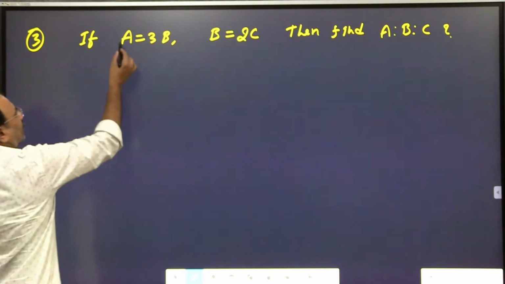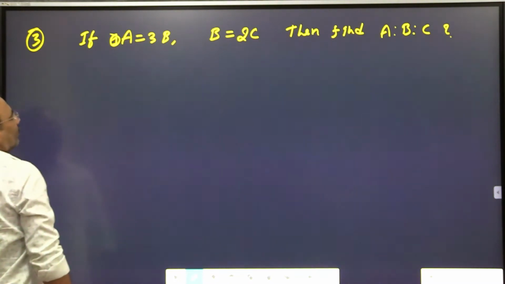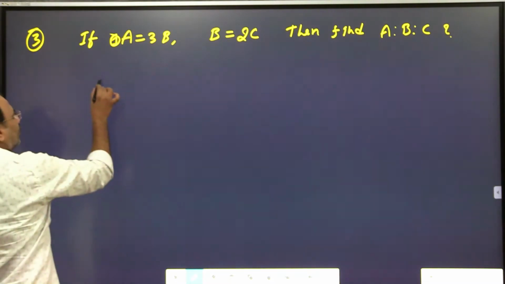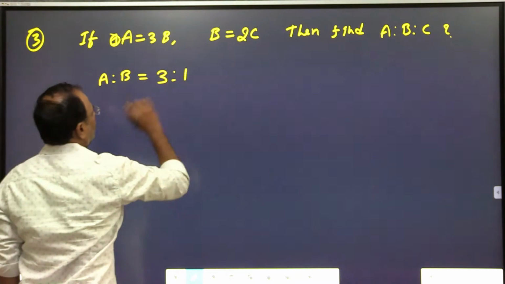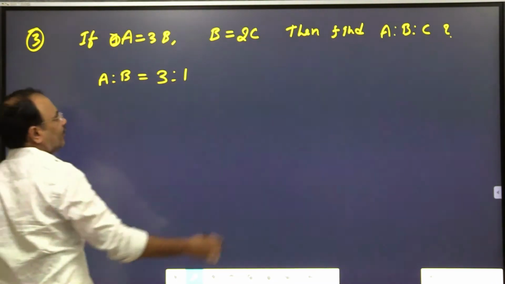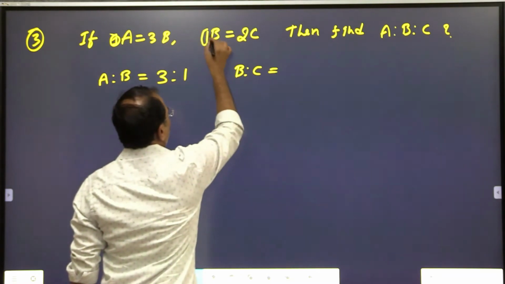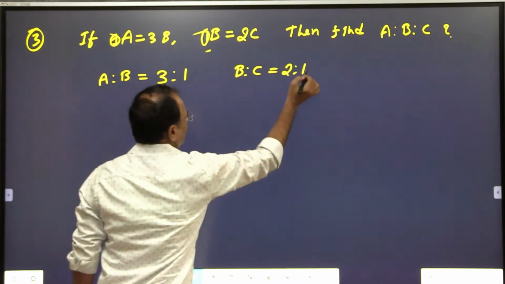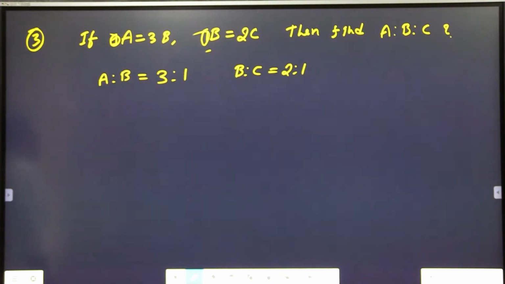Then you can write, 1 is the coefficient of a, so that you can write a is to b as 3 is to 1, and in the same manner b is to c is equal to 2 is to 1. a is to b is equal to 3 is to 1, b is to c is equal to 2 is to 1.